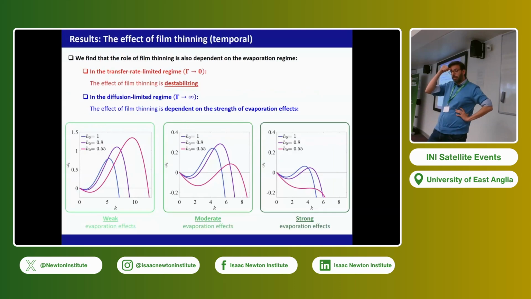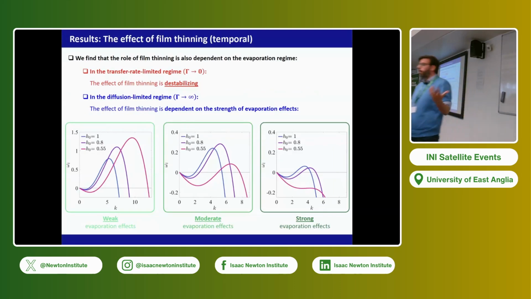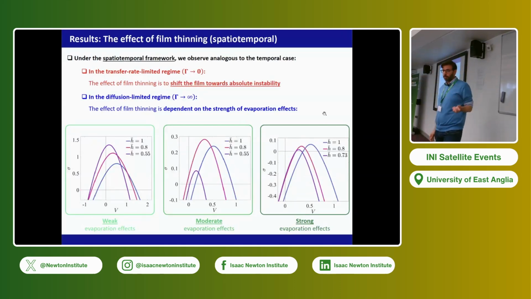at least, somehow the effect of the film thinning, what we found interesting before. Let's see what is happening in the diffusion limited regime. We have seen for the transfer rate limited regime that the effect of the film thinning is destabilizing. This occurs also in the diffusion limited regime just when the evaporative effects are weak. See the first line, the first figure. When the effects are strong, conversely, we have a complete destabilization. In between, moderate, we have somehow an optimal value for destabilization. And this can be seen also in the spatio-temporal part.